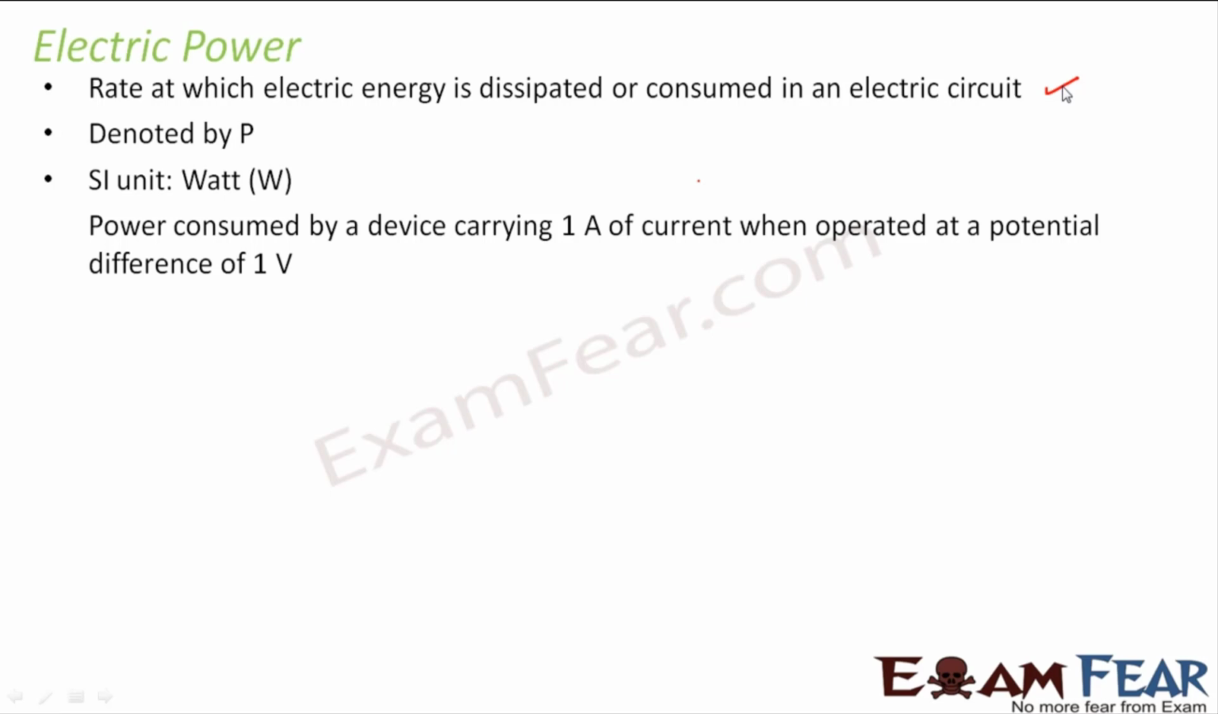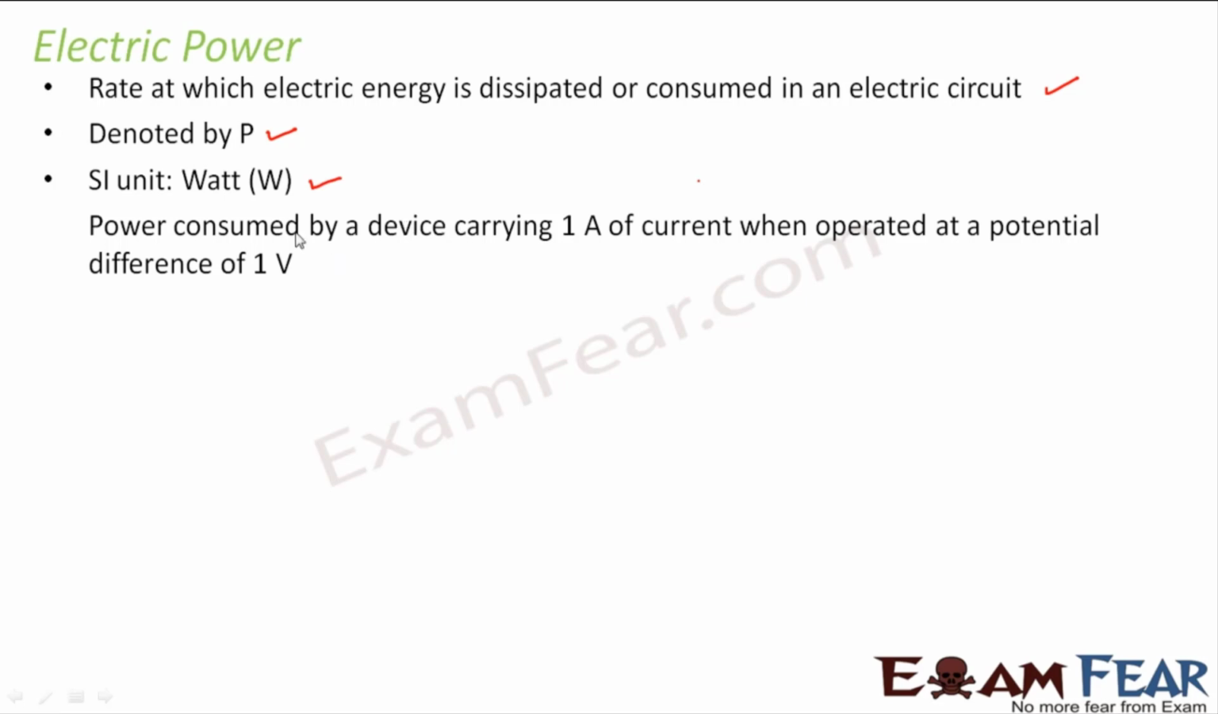So in this case also, since we are talking about electric circuits here, the rate at which the electric energy is dissipated, that means the rate at which work is done in bringing the charged particle from one point to another, is defined as electric power. It is denoted by a capital P. The SI unit is similar to power, that is watt. So how do I define 1 watt?